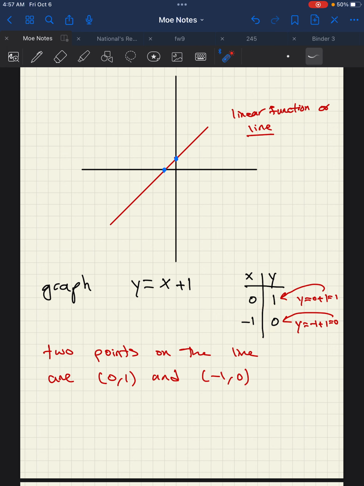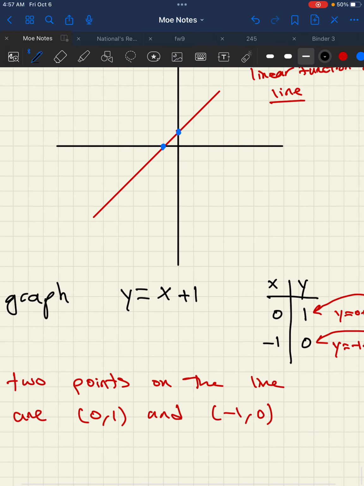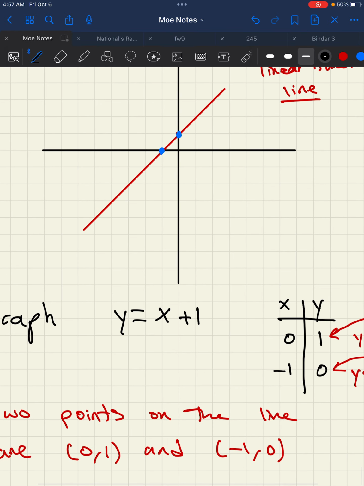So then I go here and I select these points. One of them was (0, 1). So this is x equals 0, y equals 1, so that's your (0, 1). And then the other point is (negative 1, 0). So that's your negative 1 and 0.